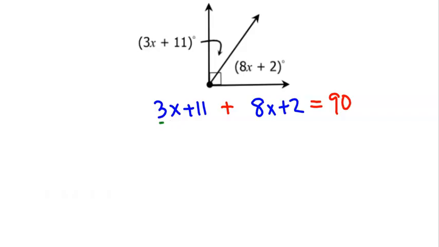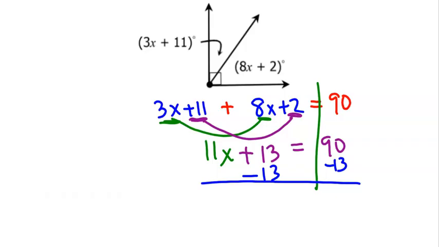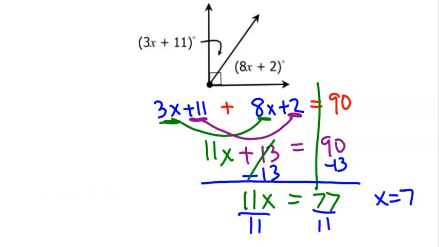This time, my x's are on the same side of the equal sign. So I'm not going to subtract, I'm going to combine. 3x plus 8x makes 11x. My constant 11 is on the same side as this constant 2, so I'm going to combine, giving me 13. Now, all I have to do is subtract 13 from both sides and rewrite what's left. Divide both sides by 11, and I get my final answer, that x is equal to 7.